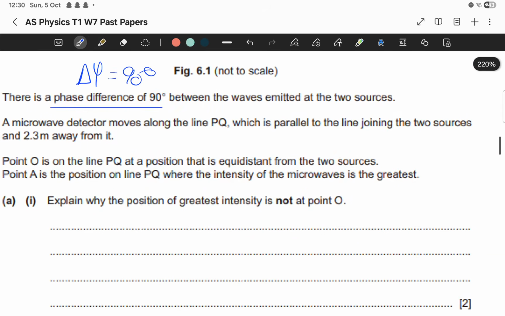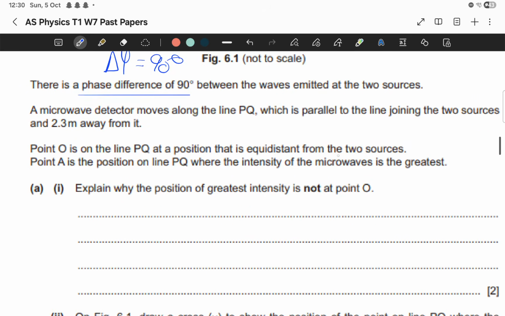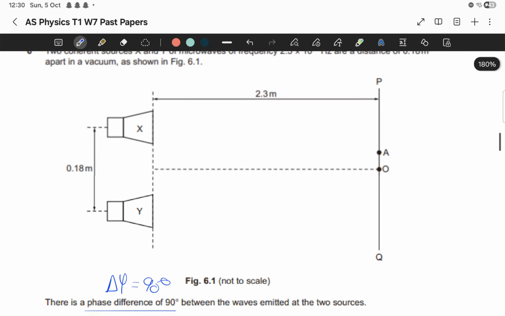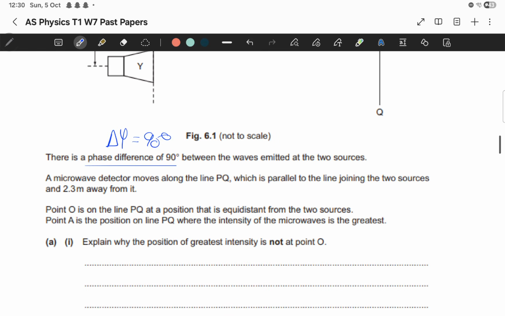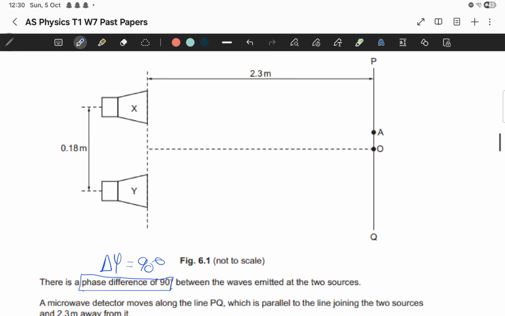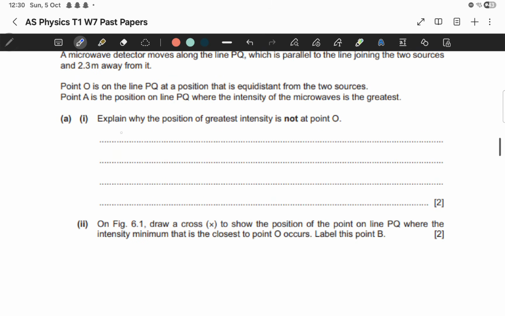Point O on the line PQ is the position that's equidistant from the two sources. Point A is the position on line PQ where the intensity of the microwaves is the greatest. Okay, explain why the position of greatest intensity is not at point O. Now, normally, it would be at point O. This is the central maximum, but it's not. Why? Because of this, the phase difference. This is very, very important. So essentially it got shifted 90 degrees. That's what that's saying.